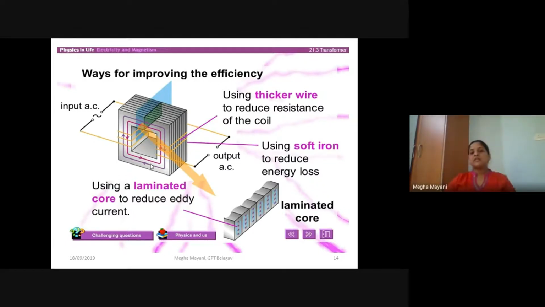So the three ways in which we can improve the efficiency of a transformer, friends, are using thick wire, using a soft iron core, and using a laminated core.